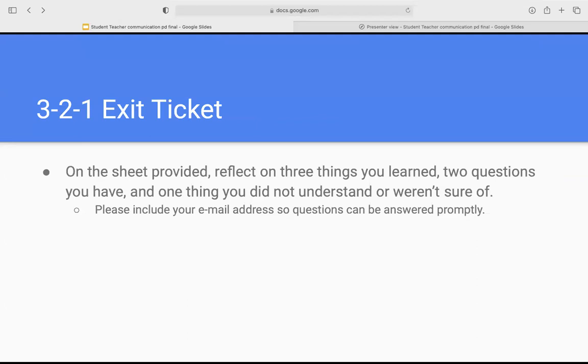To finish us off today, I've provided you all with a sheet that is an exit ticket. On it, I would like you to provide your emails, as well as 3 things you learned, 2 questions you may have, and 1 thing you didn't understand. The email, I ask you to provide that so I can answer these questions in a prompt manner.